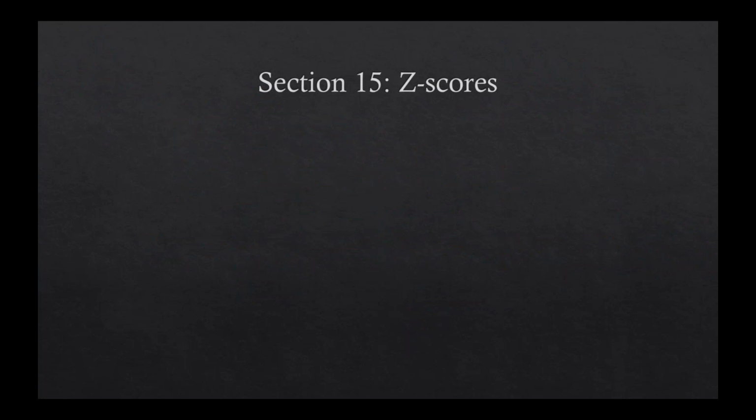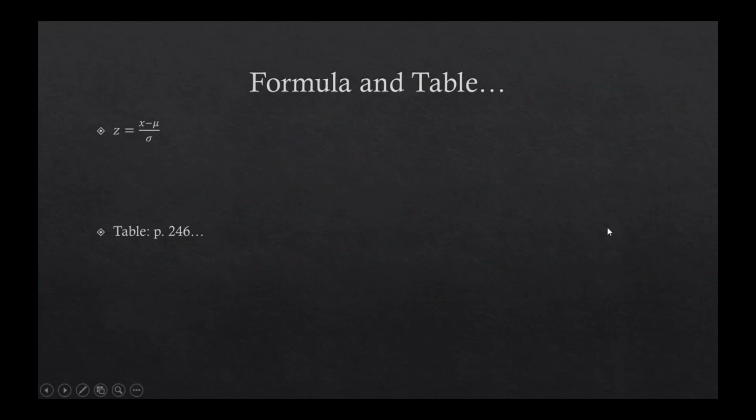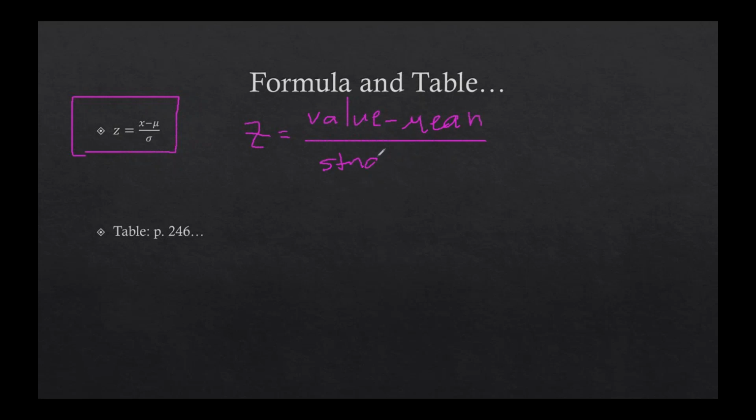Okay, so let's go ahead and turn the page. The formula in the table, well, we've already talked about the table, so that's good. You will see that this formula, z equals x minus mu over sigma, is right underneath that table on page 246. So it is on the formula sheet. But if you don't know what those things mean, it's pretty useless. So the z stands for the z-score. X is the value. Mu is the mean. And sigma is the standard deviation.